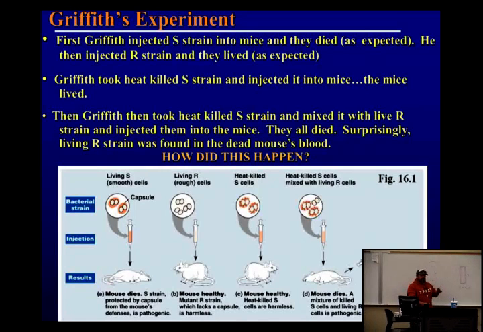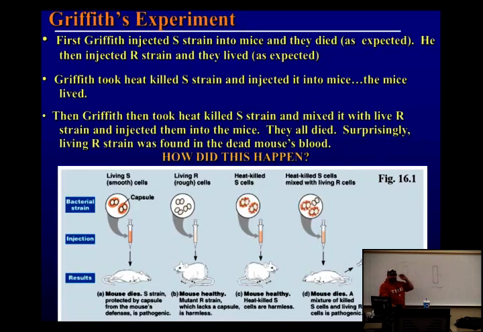So what Griffith did was he did experiments with mice. He took living S strains and injected them into mice. What do you think would happen? They die, and you're right, they died. He took living R forms and injected them into mice. And what do you think would happen? They didn't die, they lived, right? Because the mouse's immune system fought it off.